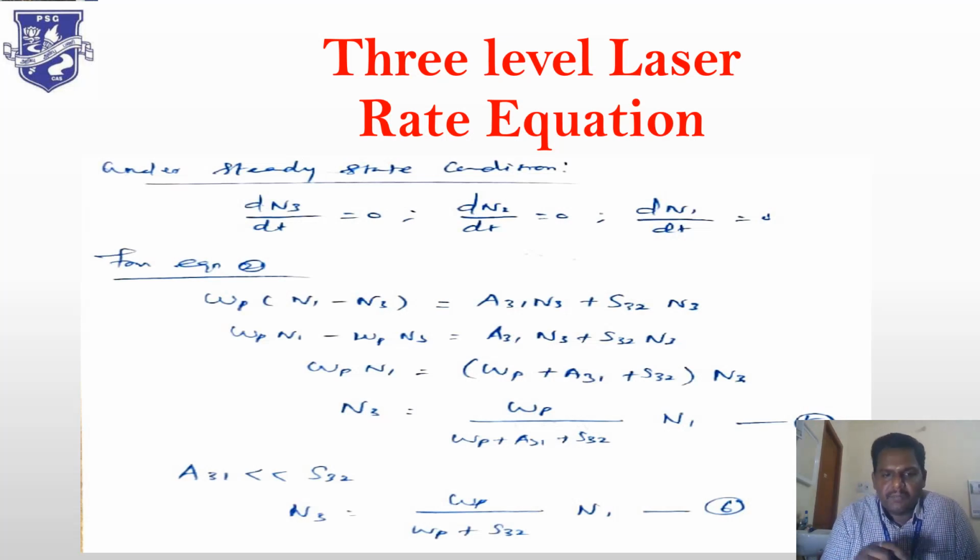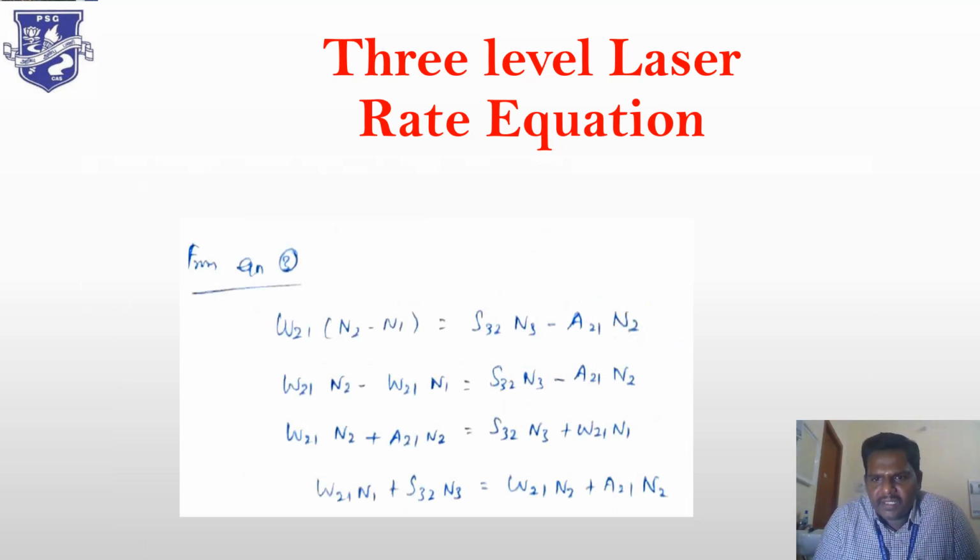From this we are rewriting the above equations by considering these particular conditions. A31 is very small compared to S32, so we may omit that term A31. So we are removing A31 by utilizing this condition, and we are rewriting this equation in a simplified form like this, and it is mentioned as equation number 6.